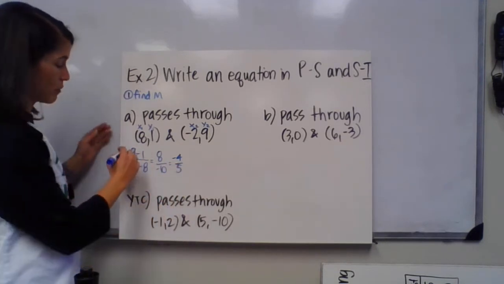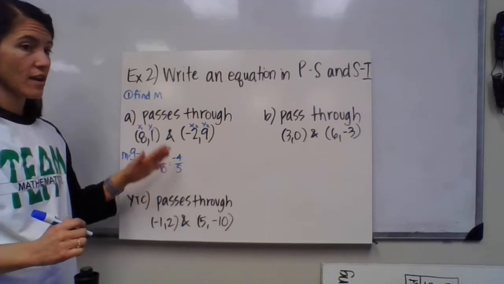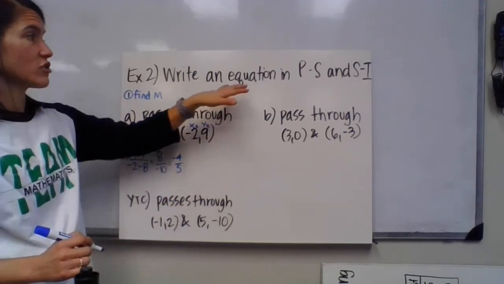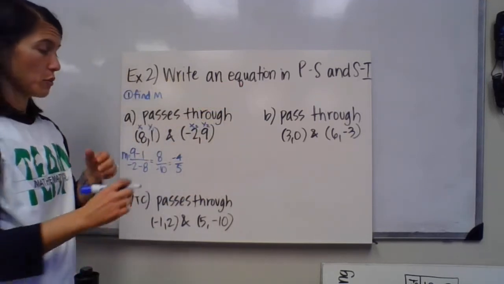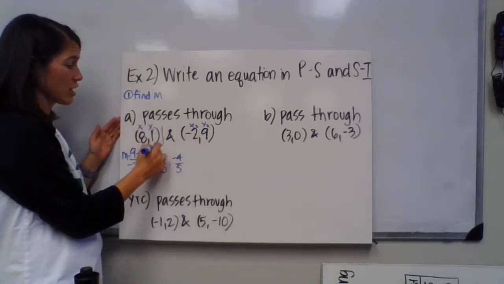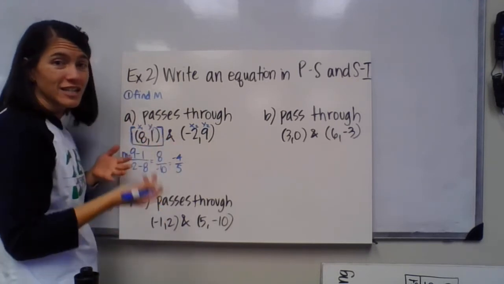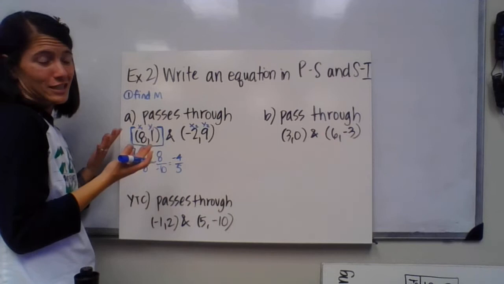So that's our slope. M equals -4/5. Now I'm going to put it into my equation, and I'm going to put it into point slope. I have 2 points. You just need to pick one. I'm just going to pick this first one. It doesn't matter which one you pick, but I'm just picking the first one because it's there.